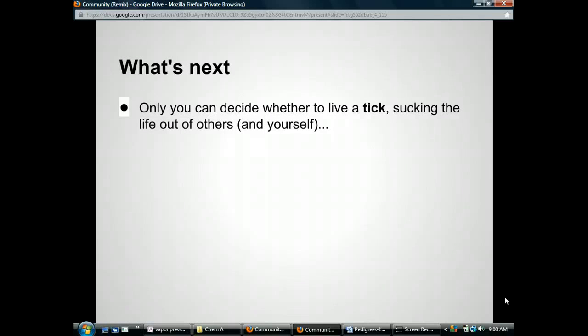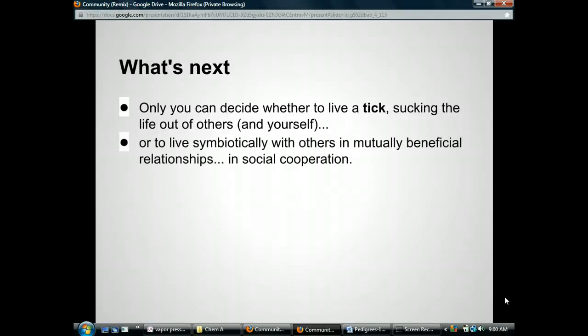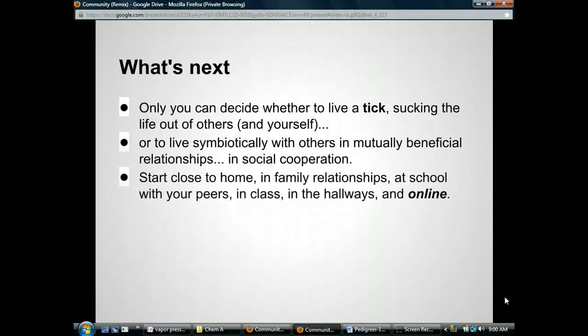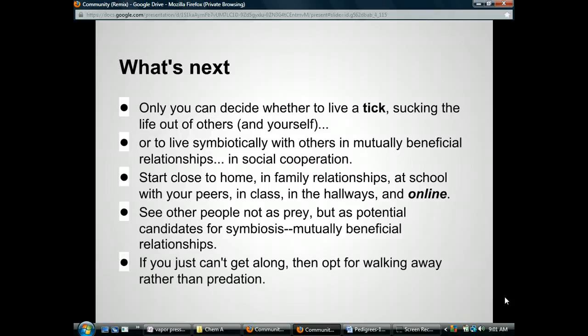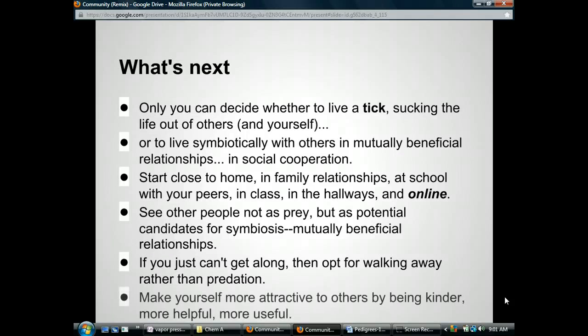So only you can decide whether to live like a tick, sucking the life out of others and yourself, or to live symbiotically with others in mutually beneficial relationships and social cooperation. Start close to home, in family relationships, at school, with your peers, in the class, in hallways, and, I know it's hard, online. See other people not as prey, but as potential candidates for symbiosis. And if you just can't get along, then opt for walking away rather than predation. Make yourself more attractive to others by being kinder, more helpful, and more useful.